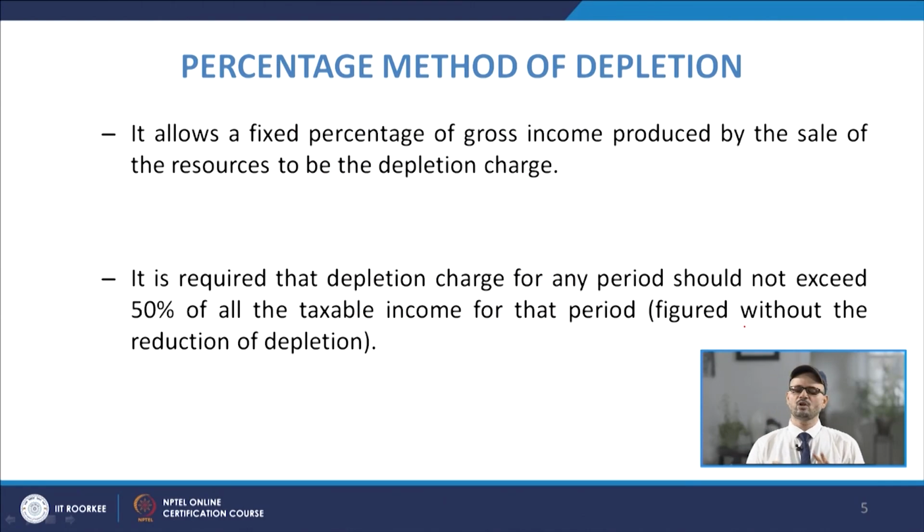Then another method of depletion is the percentage method of depletion. In the percentage method, we allow a fixed percentage of the gross income produced by the sale of the resources to be the depletion charge. These are cases where you do not know how much natural resource there is. The cost method is more applicable where you know approximately the volume or amount of the natural resources, but here you do not have much idea.